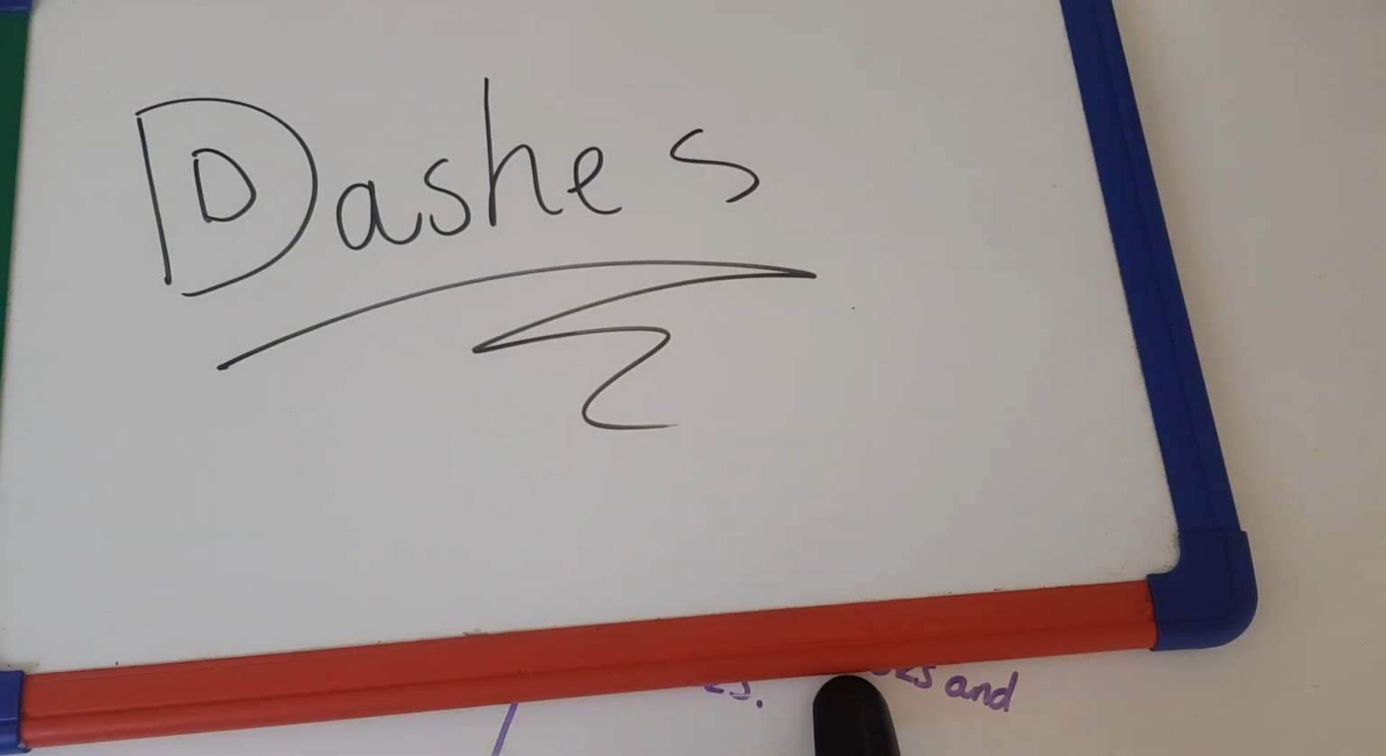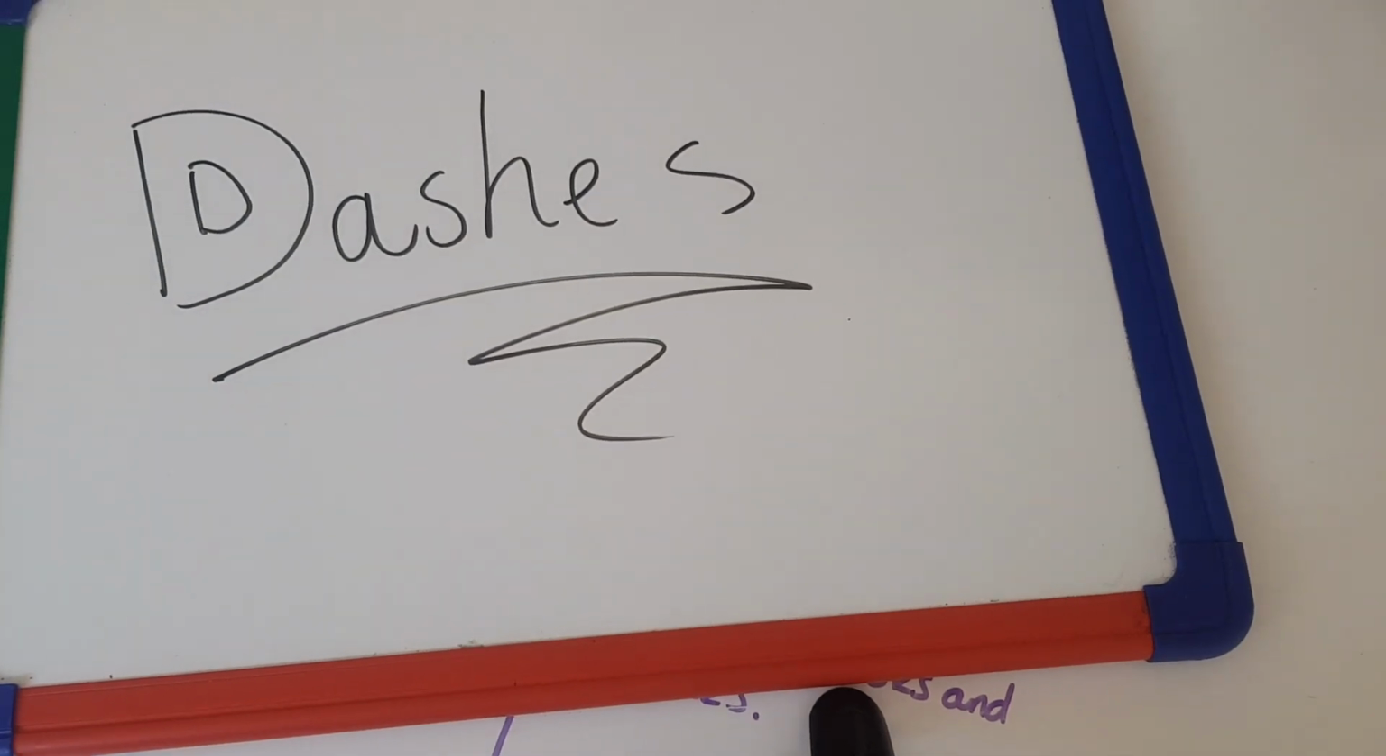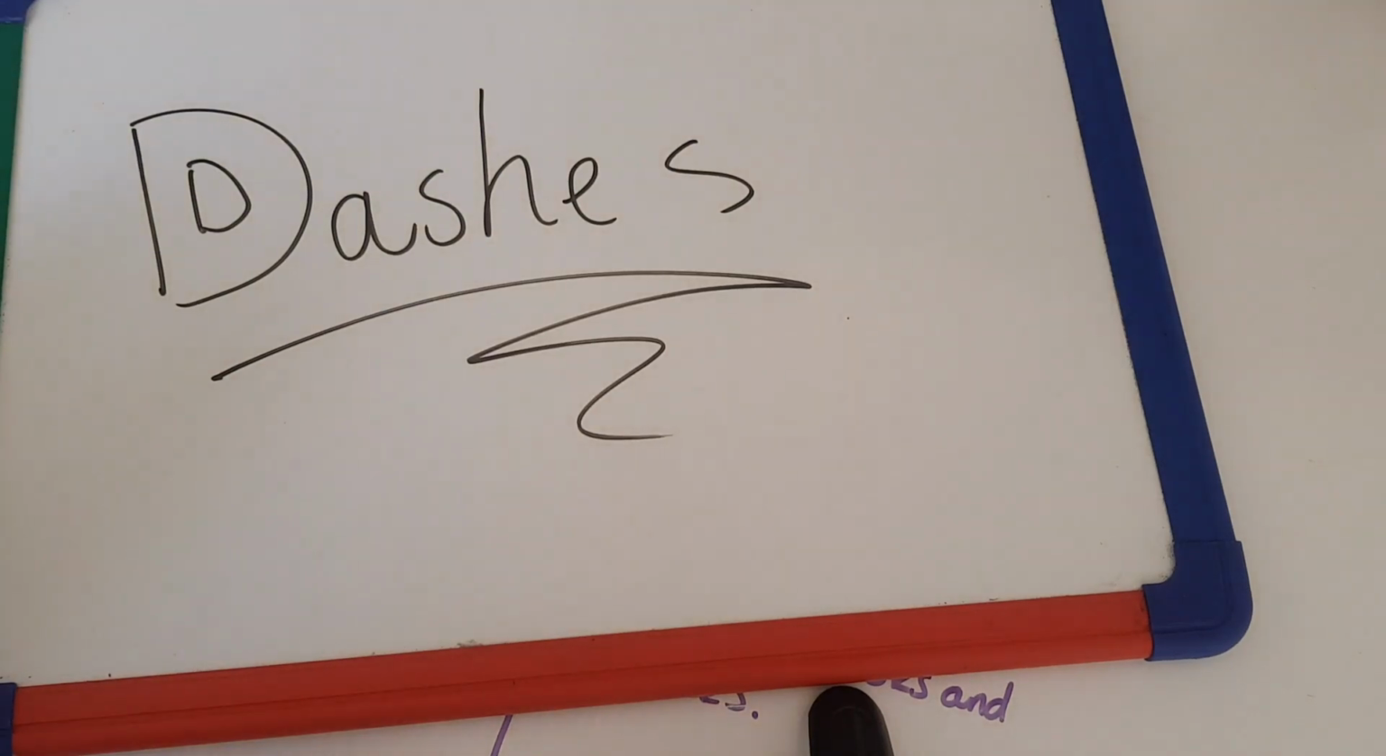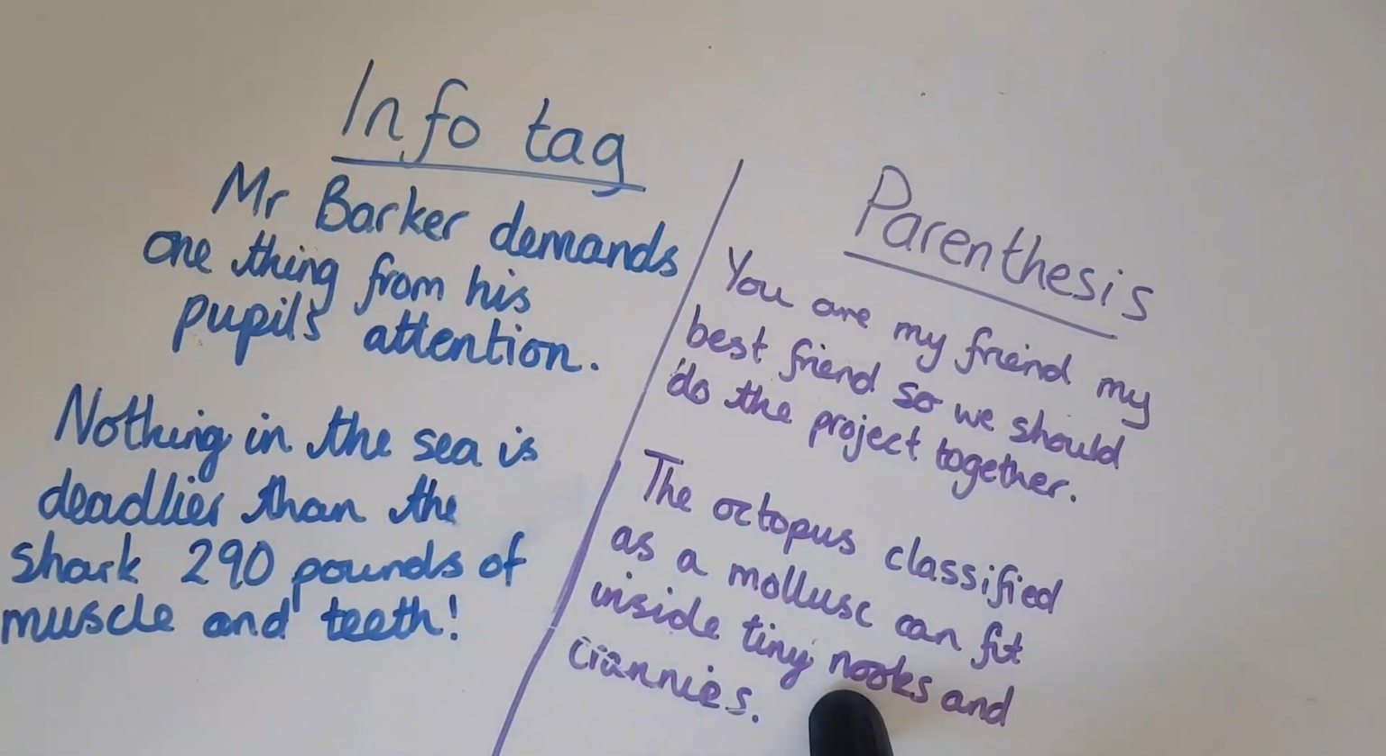Hey everyone, hope you're getting on alright with your first draft of your non-chronological report. I've just quickly put together a SPaG lesson because people were commenting on the classroom about wanting to look at dashes for their next paragraph. So I've set out this work here just to quickly go through it.